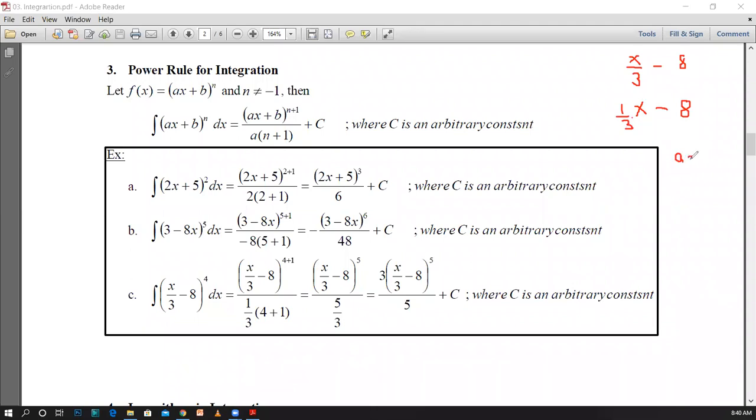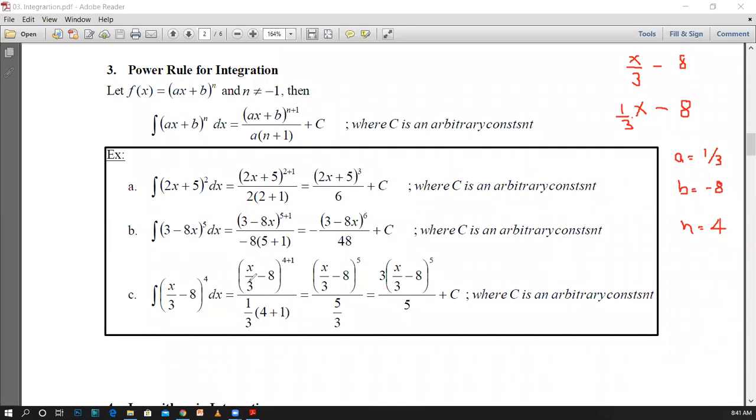Here you can see the value of a is now equal to 1 over 3, and the value of b is now equal to -8. a and b are these values you can see in this calculation. Then the value of n, you have identified this as +4.